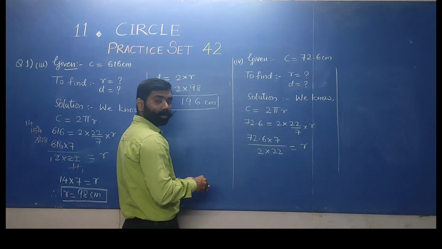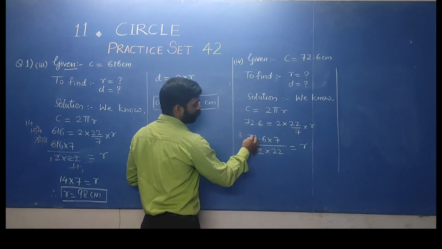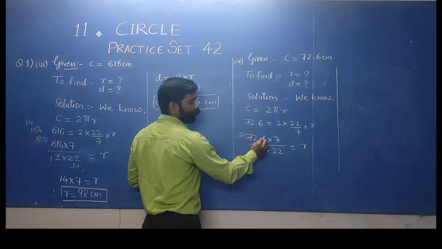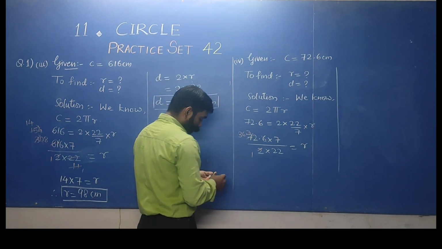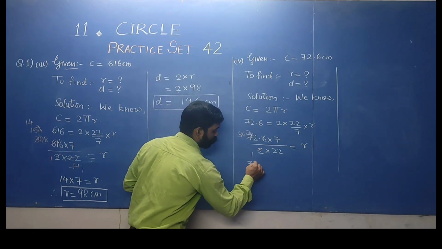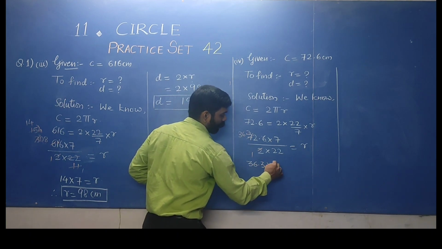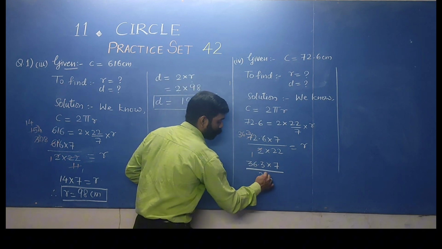Again we need to cancel the values. 2 ones are 2, 2 threes are 6, 1 is remaining, 2 6s are 12, decimal point, so we are putting the decimal point, 2 threes are 6. Here we are going to get 36.3 multiplied by 7 upon 22.